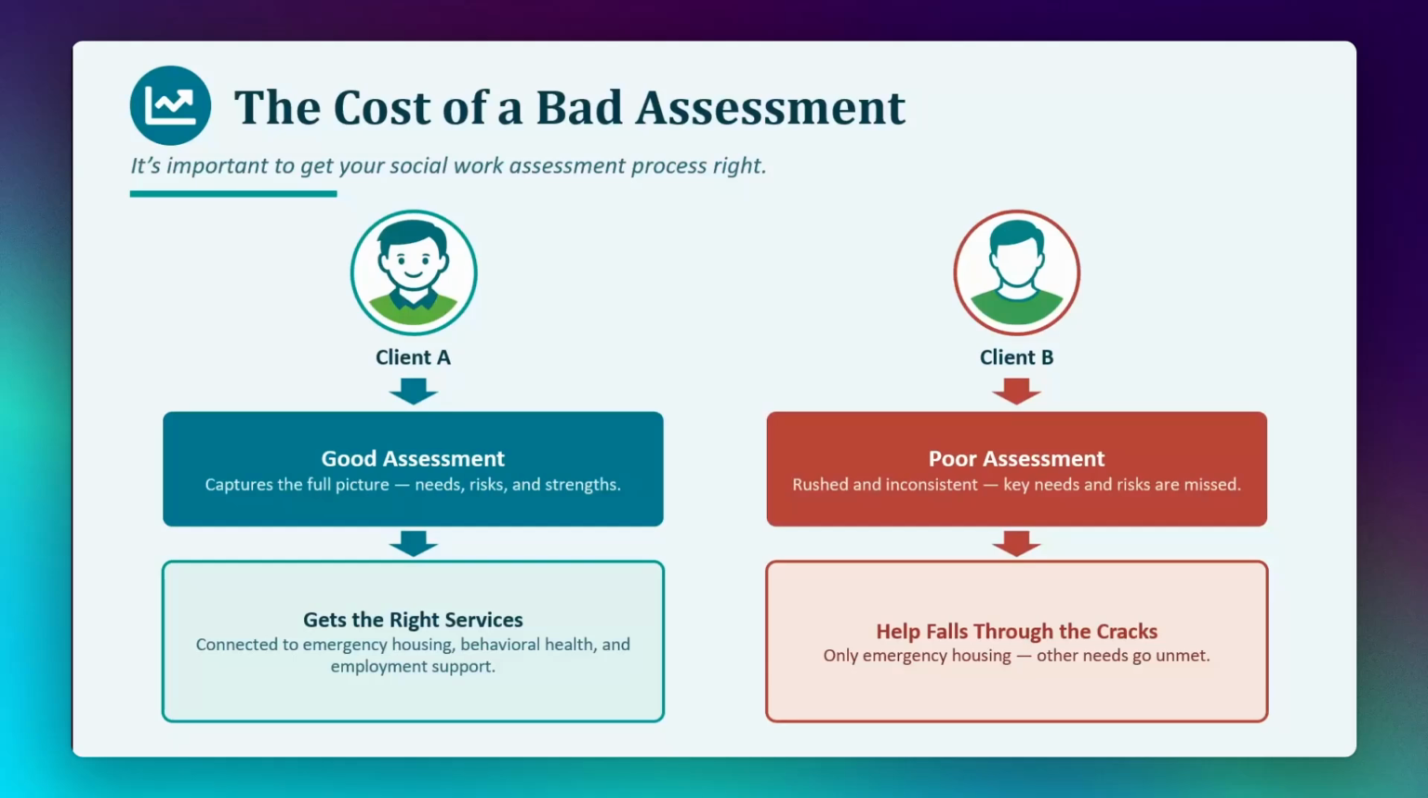Both clients initially came in for assistance with emergency housing, but one client got connected to employment resources and behavioral health referrals in addition to the emergency housing, a plan that would help them in the long term. The other one only got the emergency housing, but no support after that. That's the real cost of an inconsistent social work assessment process. It's not just about the documentation, it's about the equity and outcomes for the people you serve. The good news is that a structured social work assessment process solves this.